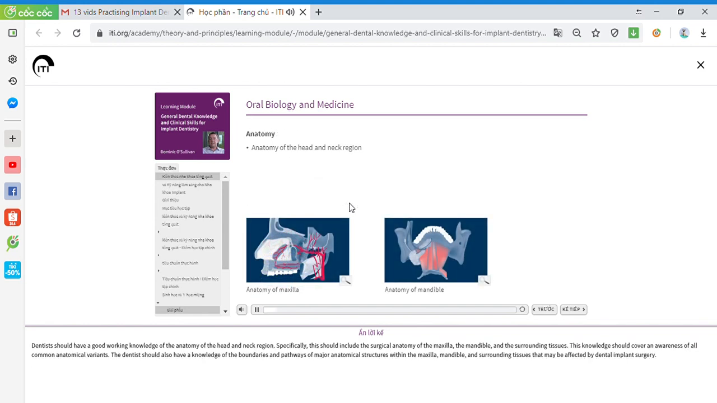Dentists should have a good working knowledge of the anatomy of the head and neck region. Specifically, this should include the surgical anatomy of the maxilla, the mandible, and the surrounding tissues. This knowledge should cover an awareness of all common anatomical variants. The dentist should also have a knowledge of the boundaries and pathways of major anatomical structures within the maxilla, mandible, and surrounding tissues.